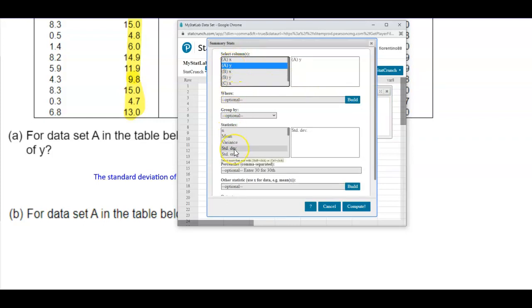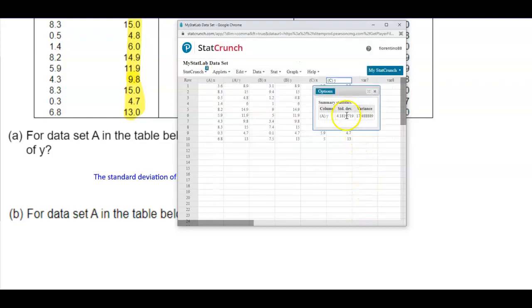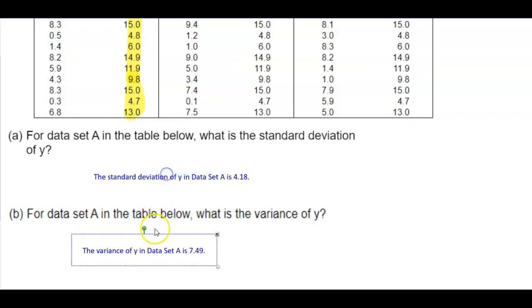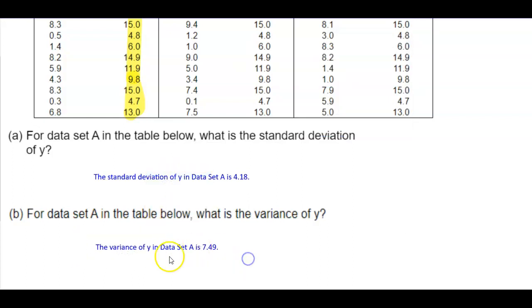So in addition to the standard deviation, we can hit the control button and then select variance, and then select compute. So there's the standard deviation for the first column, and there's the variance, and it's 17.488. We're going to round that to 2 decimal places, so it's going to be 17.49. So therefore, we're then going to say that the variance of Y in data set A is 17.49.